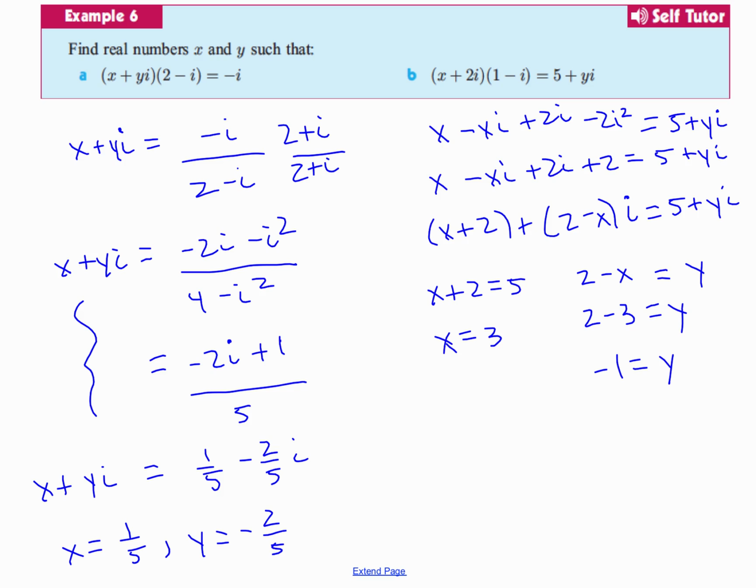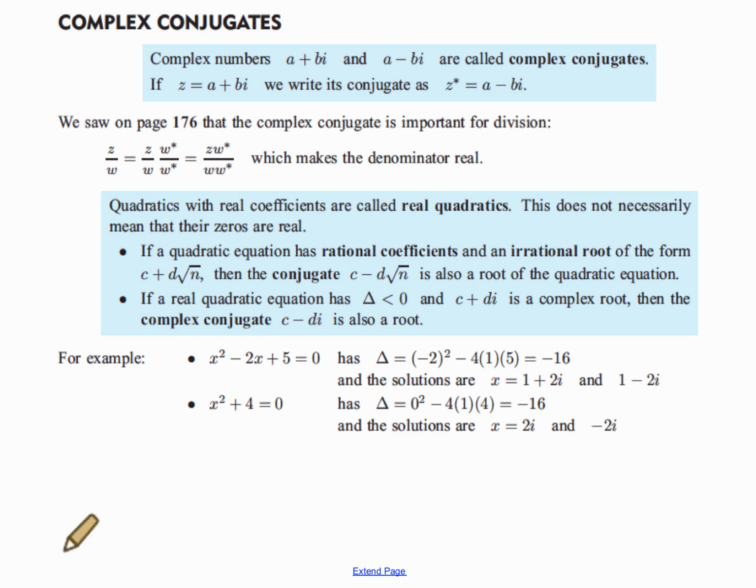All right, so moving on. Complex conjugates, or complex numbers. We've already done this. A plus bi and a minus bi are called complex conjugates. So if we have z in the form a plus bi, we can write its conjugate as z star, which is what we'll call this. Z star is equal to a minus bi. So we don't have to keep writing this out.